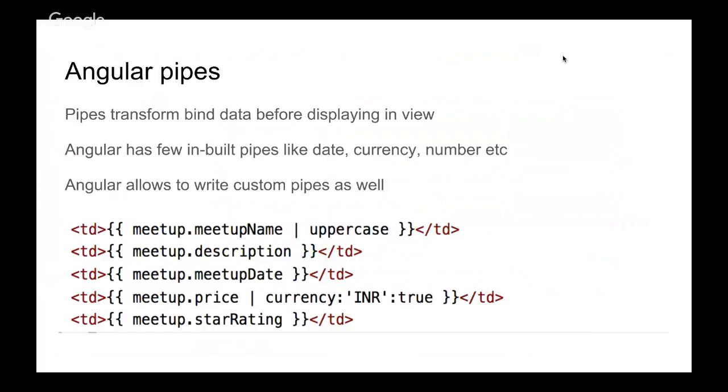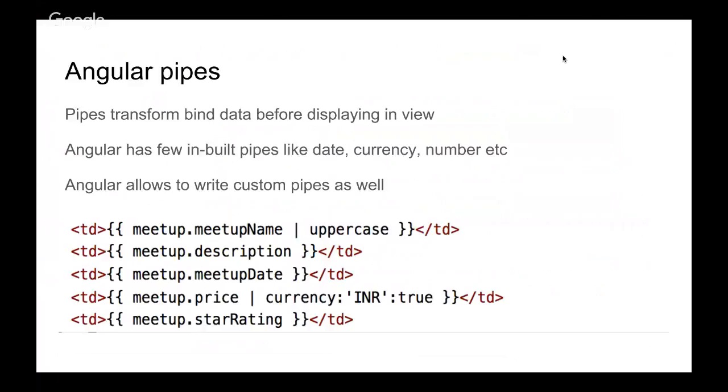You can see I just have to use this pipe after my model name. So meetup name is nothing but a model. On that data, I just have to use a pipe and then say uppercase. So what will happen? The meetup name will start showing in uppercase. And in a similar way, you can see in the price.